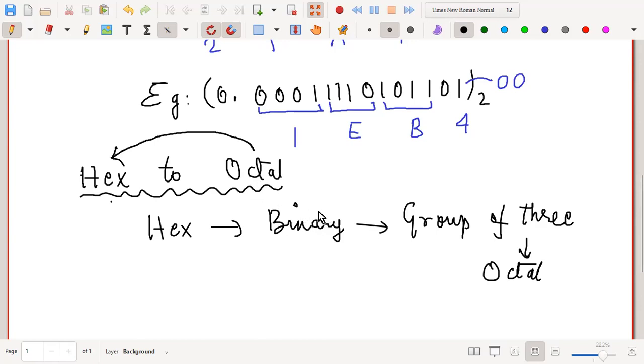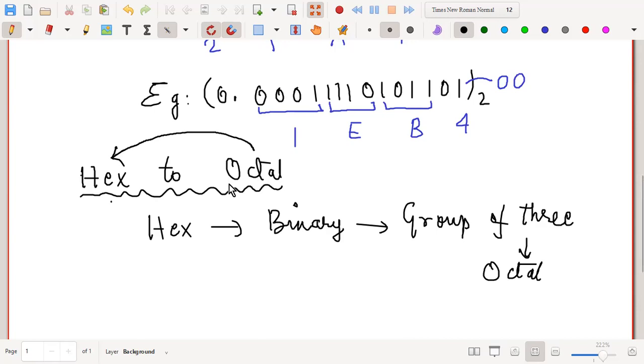You will convert it into a group of 4, starting from the LSB for integers. For the fractional part, you can start from left to right, like I have done it here. In that way, like any number conversion, now I hope that the students can do any number conversion. And with this, we come to the end of this number conversion part.